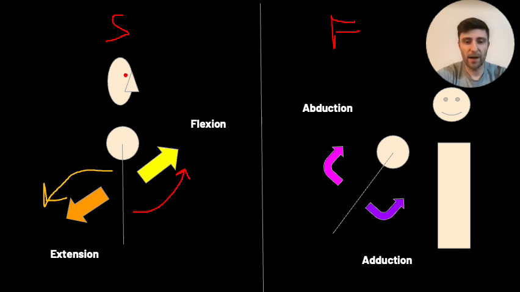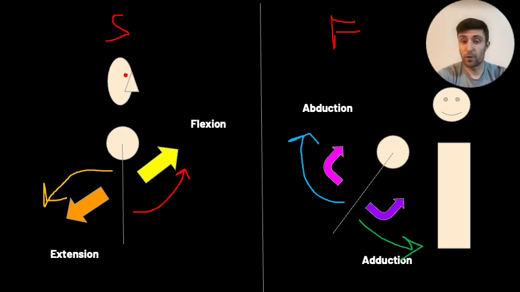Now over here we have abduction. Let's use blue for this, which is bringing the arm up and away. It's like doing the upward motion of making a snow angel, while adduction you can think of as bringing the arm back down toward your side. So ab, moving away; adduction, bringing it closer to your trunk.